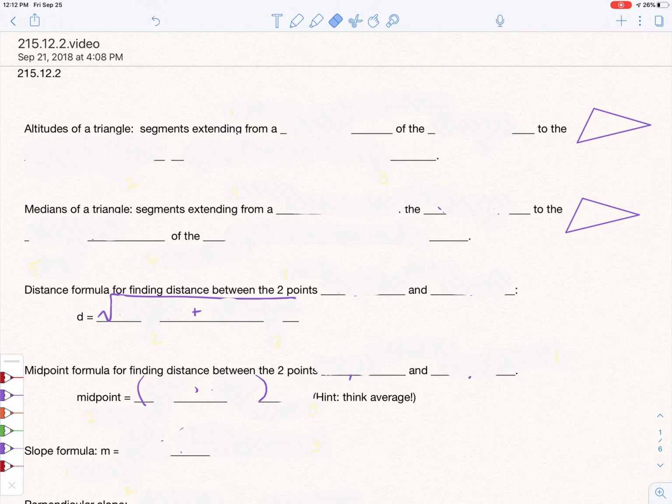Hey folks, this is a video that is simply going to go through the definitions and the theorems in section 12.2 and do a little bit of explaining.